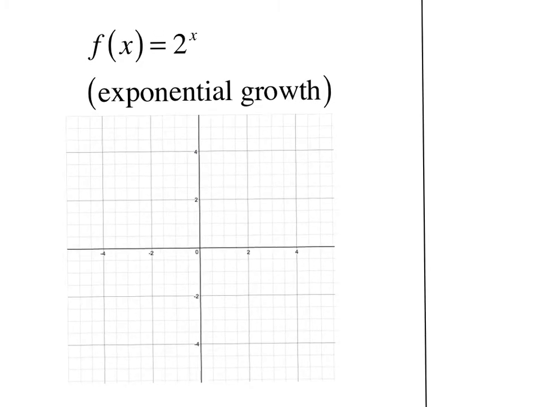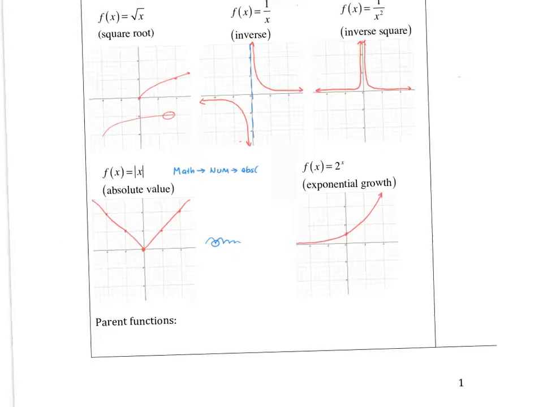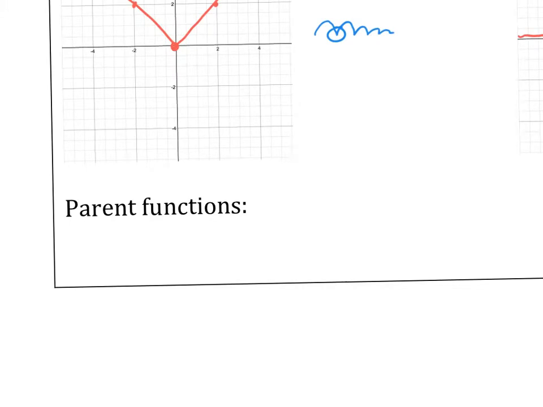And exponential growth here, using, of course, the base of 2. Whatever your base is, it can change as well. So this one crosses 0, 1, and asymptotes this way, and shoots up like so. And parent functions are just the most basic form of a function.